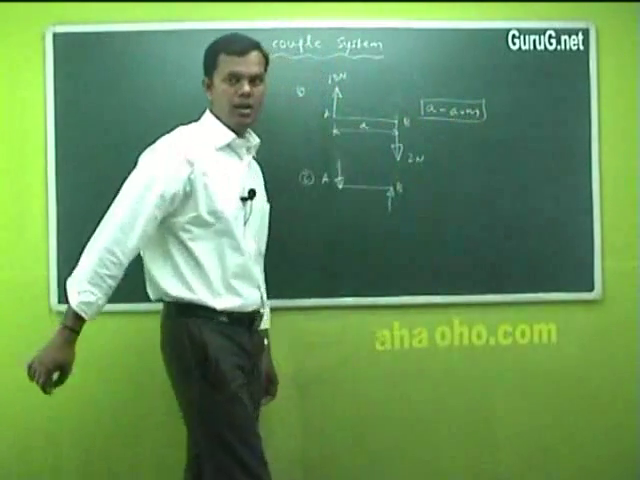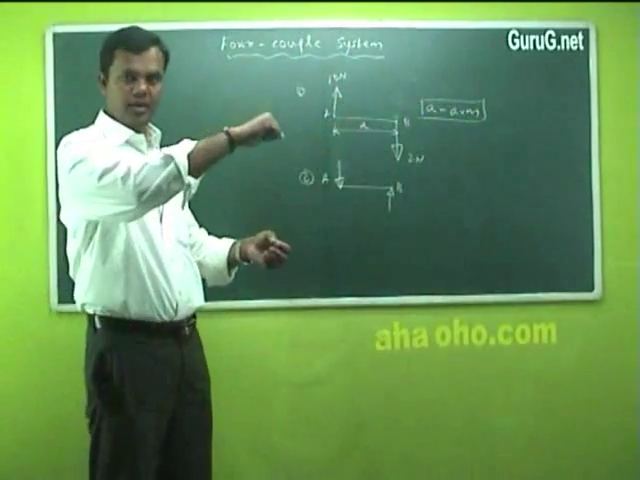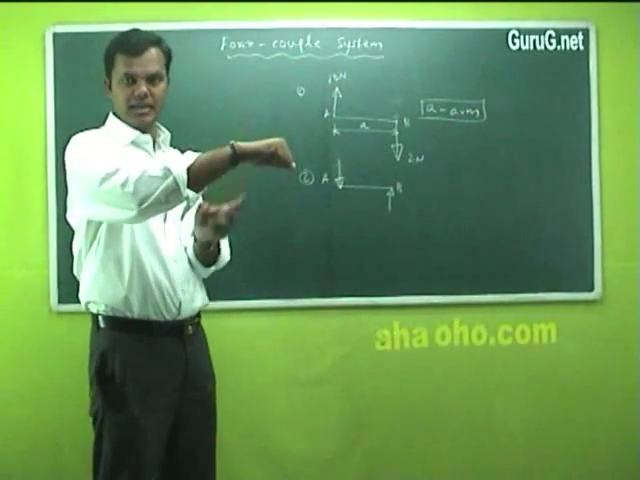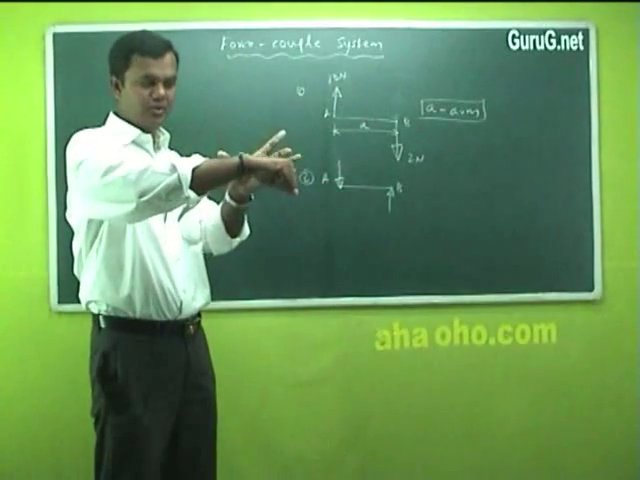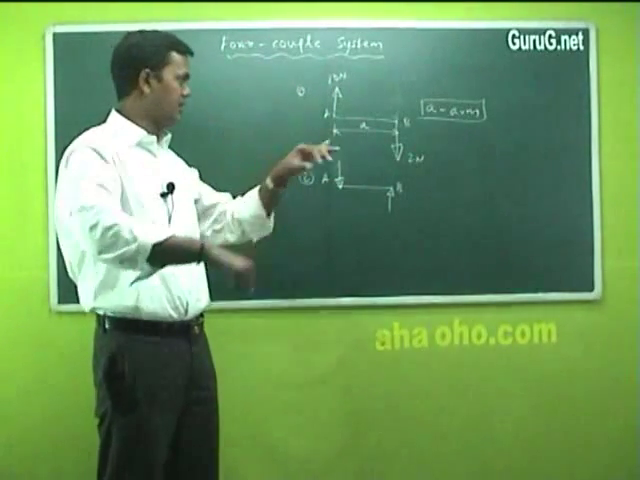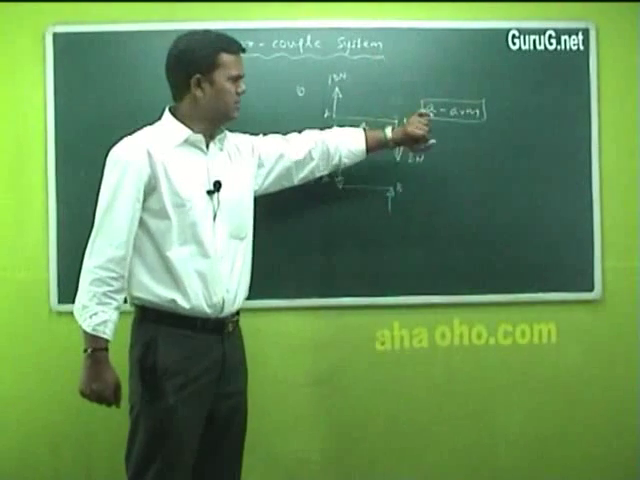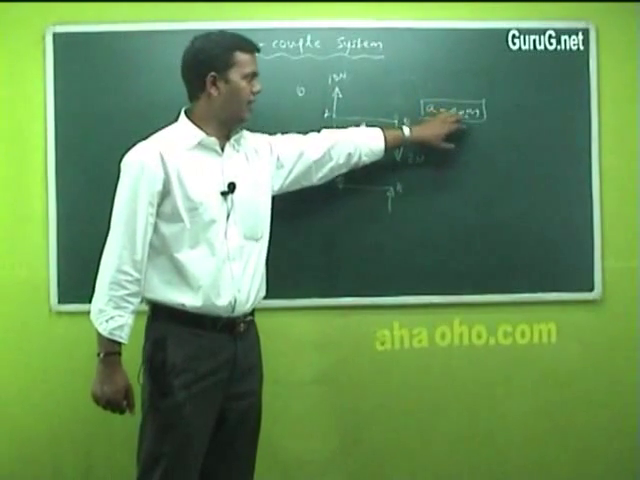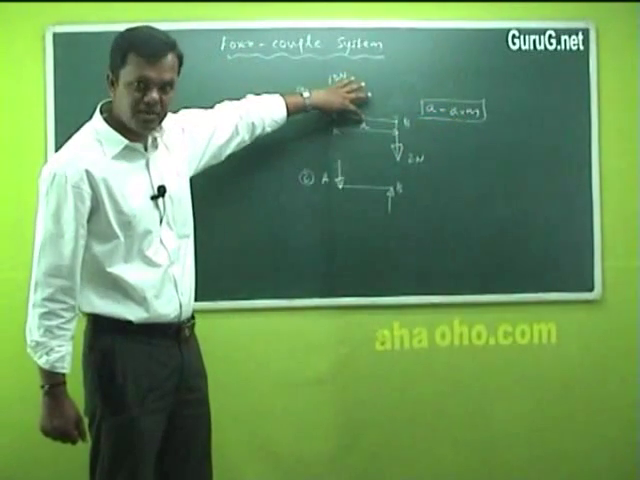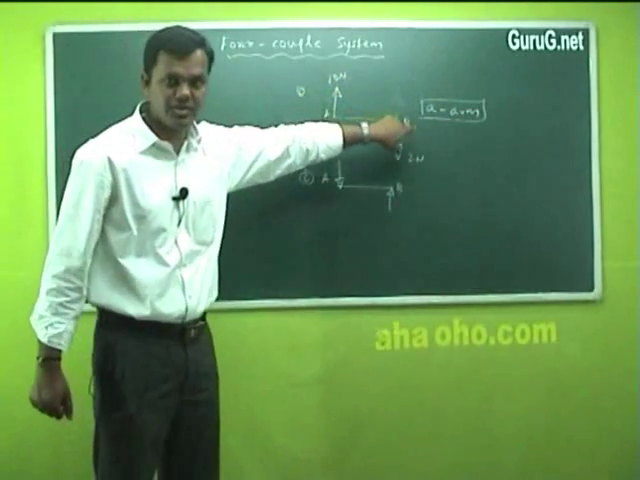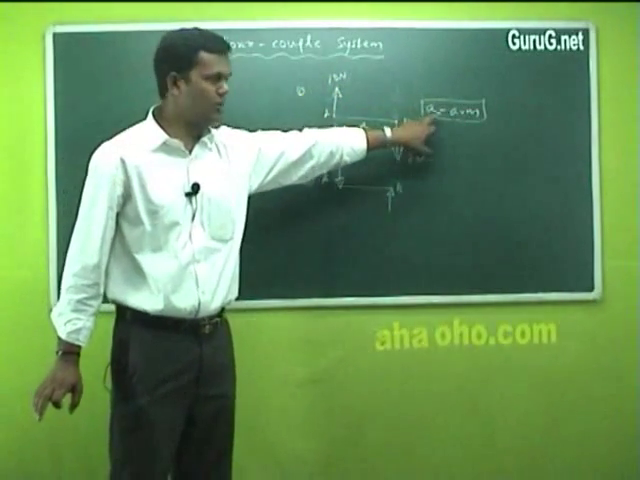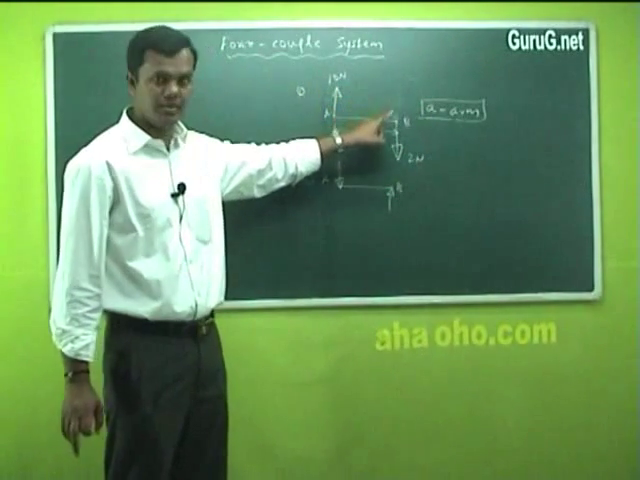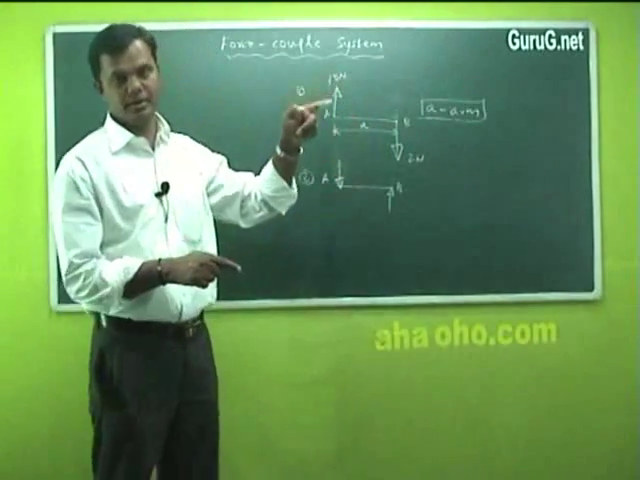Arm of a couple means you have a body on which two forces are acting, parallel to each other but opposite in nature, and the distance between the two forces is taken as the arm of the couple. This is not a technical word, it's just a normal word, where arm means the distance between two points where forces are acting. So a denotes the arm, with forces 1 and 2, and the purpose of drawing this diagram is to see that this will give a twisting moment.